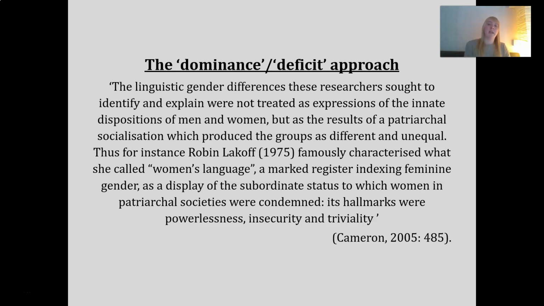So, for instance, Deborah Cameron continues, Robin Lakoff famously characterised what she called women's language as a marked register indexing feminine gender, as a display of the subordinate status to which women in patriarchal societies were condemned. Its hallmarks were powerlessness, insecurity, and triviality. So this, I think, is really important for us to pause on and really understand. Robin Lakoff was not saying women are not as good as men. She absolutely wasn't saying that.